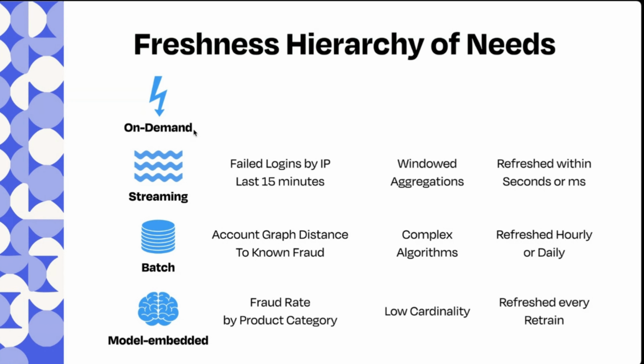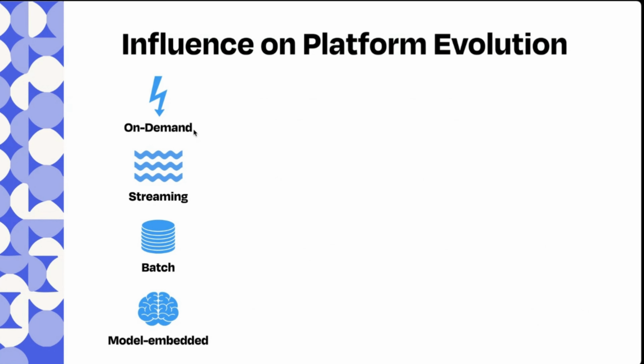And then when you need something that is refreshed faster than that, that's when you move to streaming. In the case of fraud, it might be something like the number of failed logins by this IP in the last 15 minutes, right? So it's a limited set of computations you can do, typically things like windowed aggregations, lookups, and stuff like that. But these allow you to have features that are refreshed within seconds or even milliseconds. And then finally, the freshest of the features would be on-demand things, things that are only available in the input payload itself, where you're performing stateless transformations on that input payload.